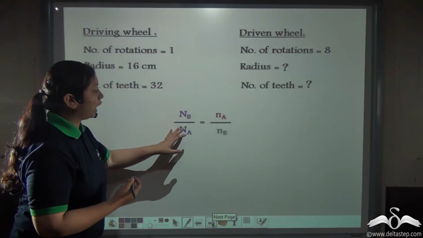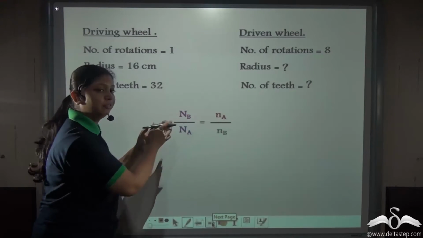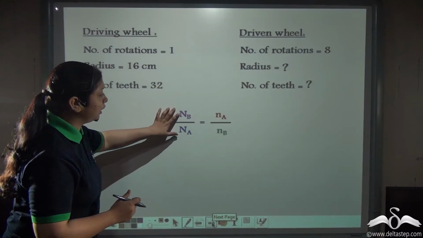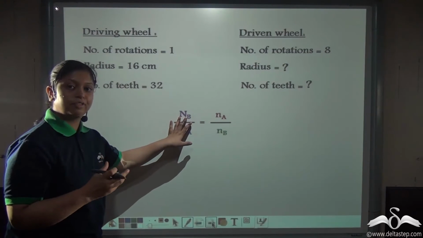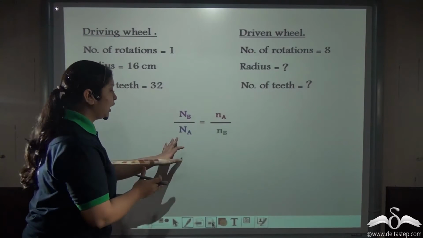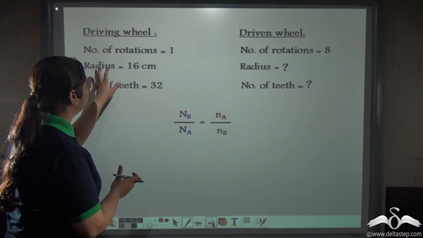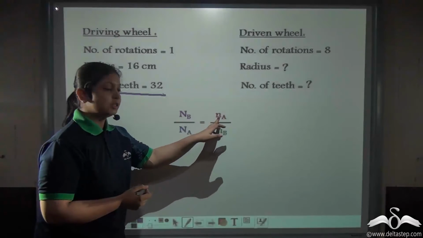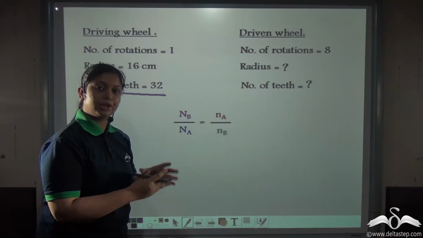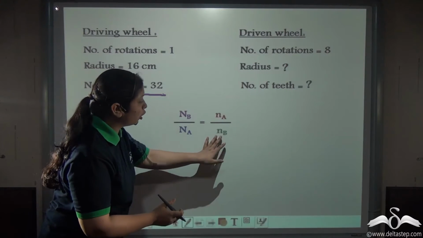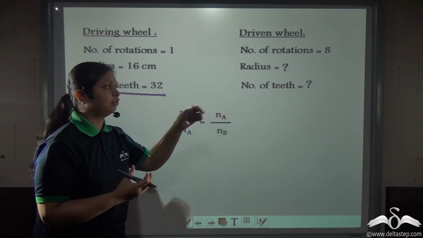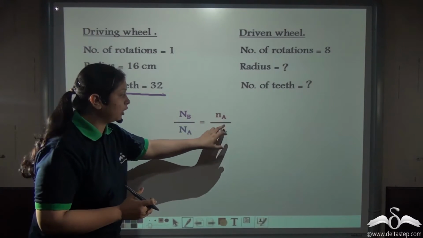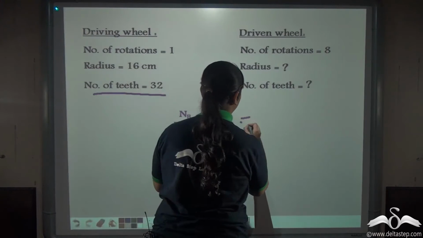So, in order to calculate the number of teeth of the driven gear, we will take this expression. In this expression, NB is the number of teeth of the driven wheel, which is not given to us. NA is the number of teeth of driving wheel, which is given to us as 32. Small na is the speed of rotation of the driving wheel, and small nb is the speed of rotation of the driven wheel, and we have just now deduced that small na by nb is equal to 1 by 8.